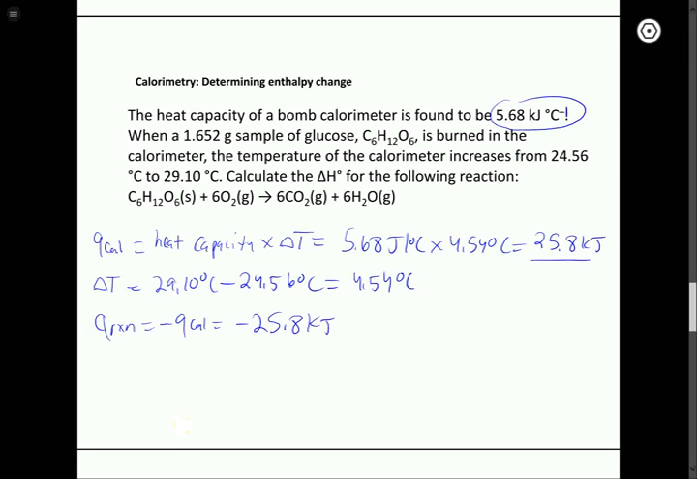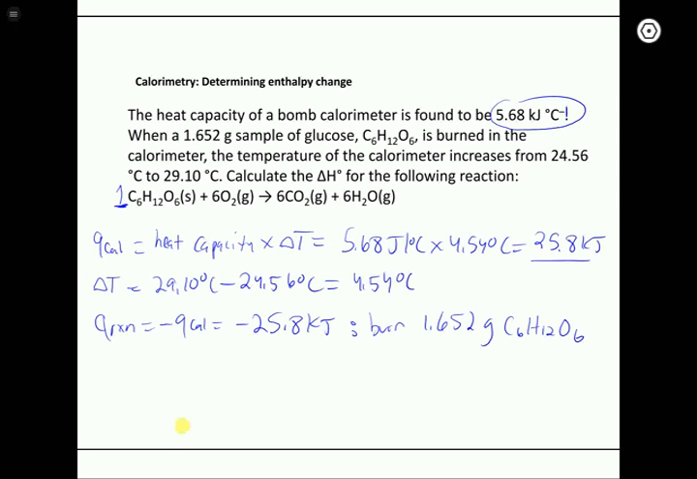Now what we should be aware of, though, is that this is the heat that is released, or the enthalpy change for the reaction when we burn 1.652 grams of glucose. So this is the amount of heat for that specific amount of substance, but what we're interested in is delta H for the reaction, which has a coefficient of 1 in front of glucose. We want to determine how much heat is released per mole.